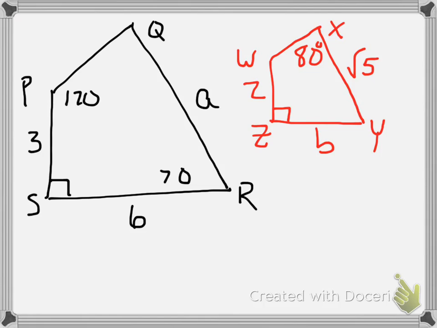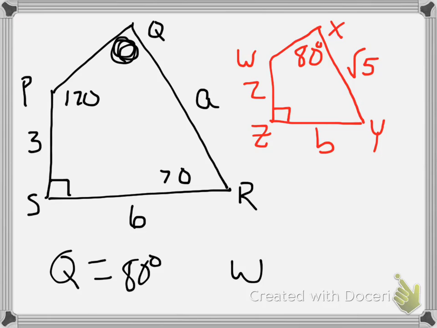Well, the measure of angle Q is up here in this spot. If you look at the two similar figures, they correspond. Anytime we have similar figures, their corresponding angles are congruent. So in this case, Q is going to be equal to 80 degrees. And then we need to find the measure of W. We see W over here would correspond to P, so we know that W is 120 degrees.